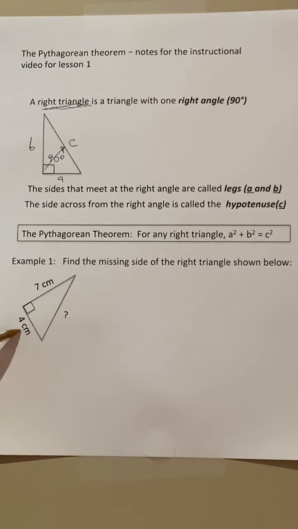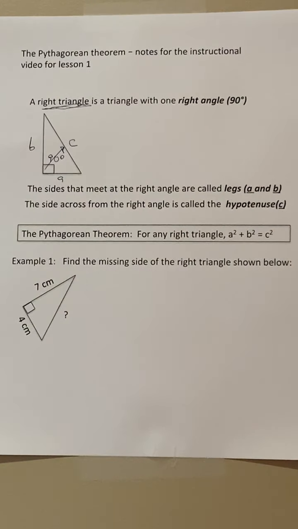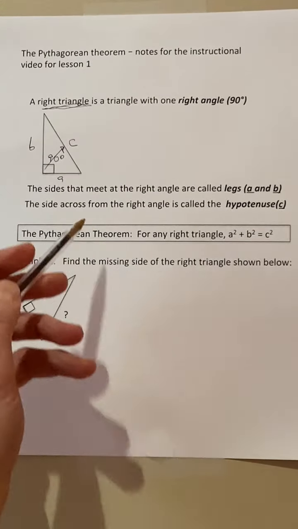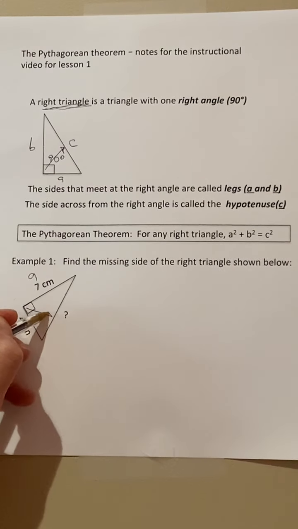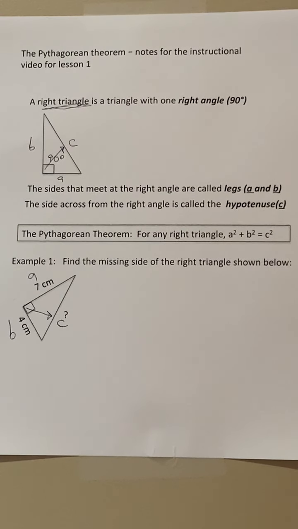I have that one side is 4 centimeters, one side is 7 centimeters, and I need to find the third side. The first thing we need to do is label our sides A, B, and C. So remember that the sides that meet at the right angle are the legs. Those are A and B. I have my right angle here, so these two sides are going to be A and B. So let's call this side A and this side here B. My side that is across from the right angle is going to be my hypotenuse, and that is going to be C.